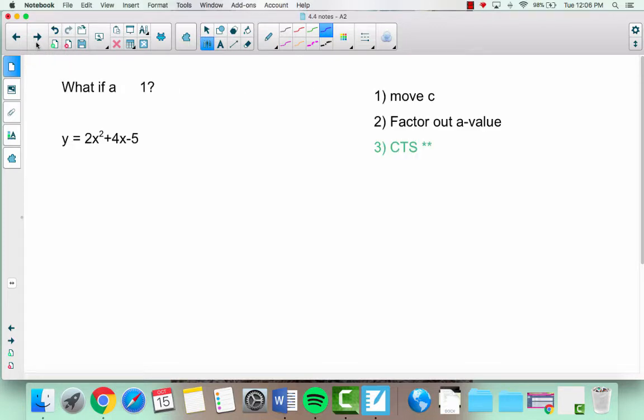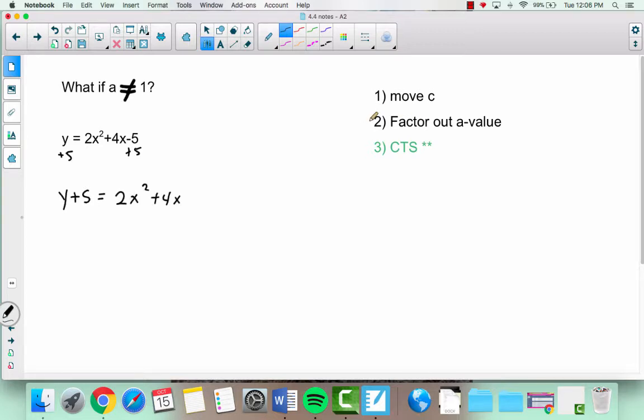Now our last example is when we have an a value that is not equal to 1, because in order to complete the square, you always have to have your a value be a 1. So here we have 2x squared plus 4x minus 5. Because our a value is not 1, we have to do some extra steps before we can actually complete the square. So what we're going to do is go ahead and start with our same step by moving c to the other side. So I'm going to add 5 over to the left. So we'd have y plus 5 equals 2x squared plus 4x.